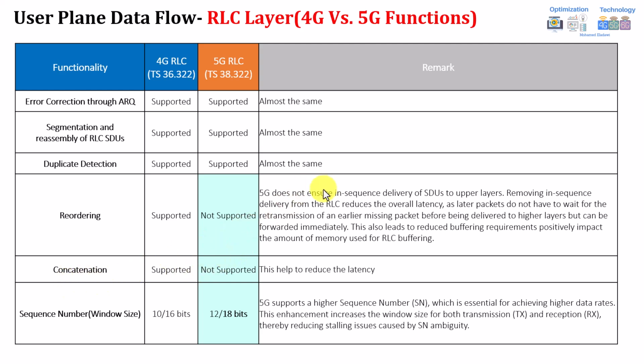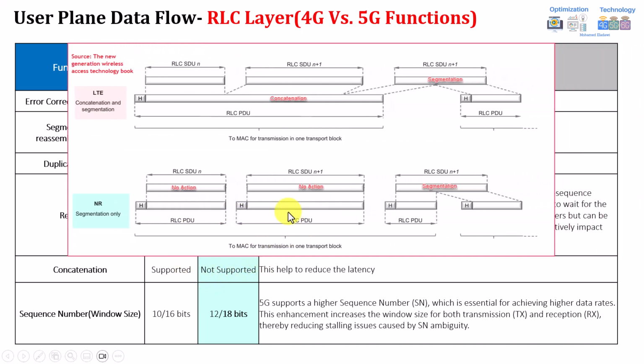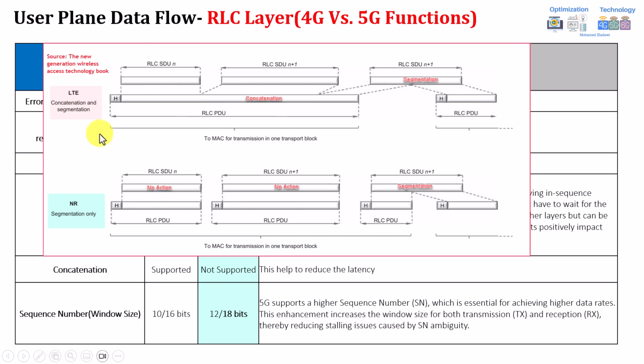Concatenation as well was also done before at the 4G RLC. Now it's not supported by the 5G RLC. As you can see from this image, segmentation is supported by both of them. But before, at the 4G side, it could do additional concatenation into one RLC PDU. Now in 5G, no, it cannot do that. Once the data is here, it will just directly send it to the RLC PDU. There is no concatenation, and this can also be reflected in the latency.